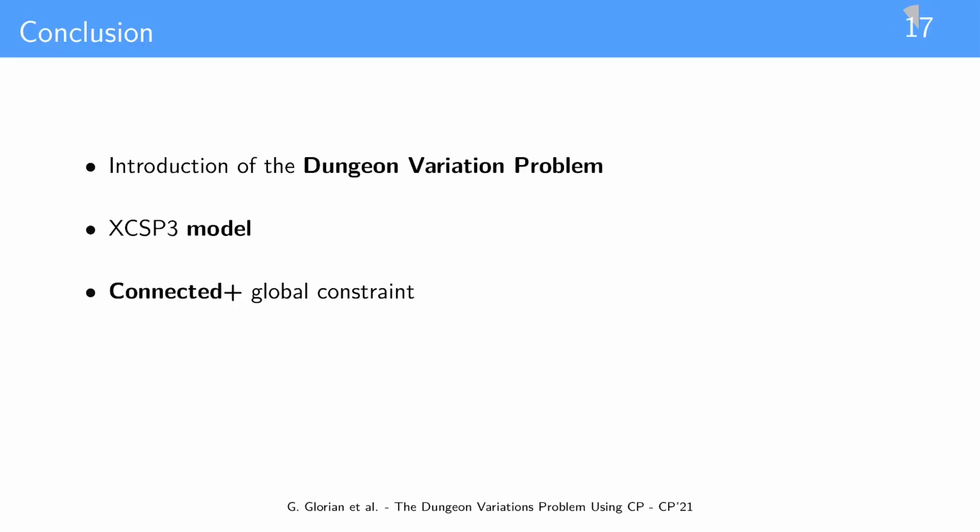To conclude, we introduced the dungeon variation problem and proposed an XCSP3 model. To tackle the problem we faced, we introduced the connected plus global constraint and show the practical interest of this method on generated and real instances. We also demonstrate the industrial interest with the 1000 dungeon experiment.